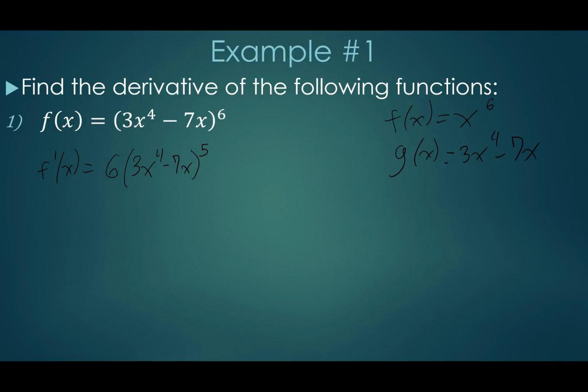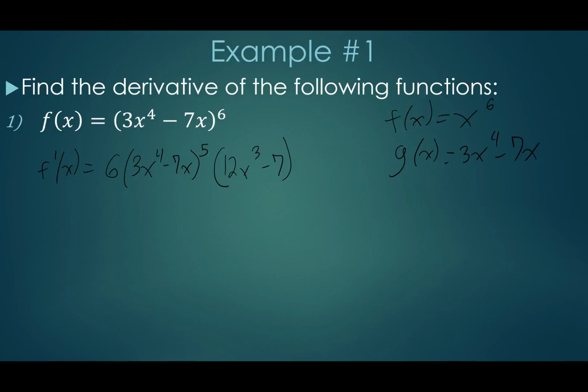The exact same way you would take the derivative of x to the 6th and make it 6x to the 5th. But now the difference is, the inside part itself still has a derivative. So we must multiply by the derivative of the inside, which is 12x cubed minus 7. And that's how the chain rule works. So it's the chain of derivatives: the derivative of the original power rule times the derivative of the inside of that power rule.